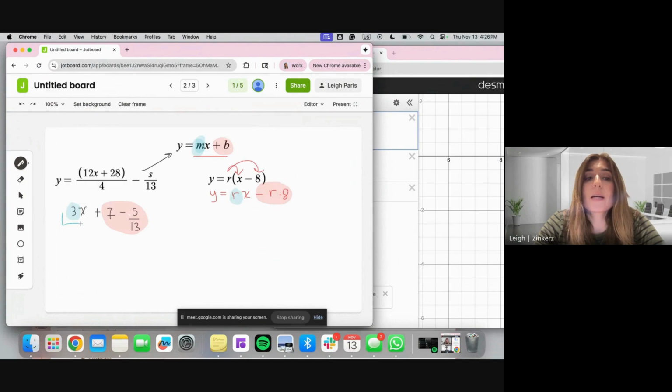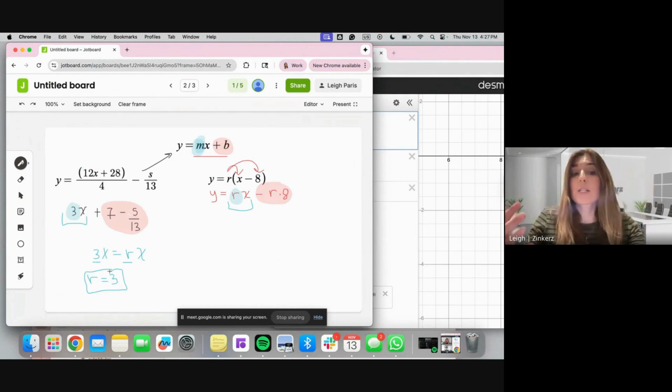Notice 3x is in the same location as r times x. So that means that 3x has to be equal to r times x, if it truly is that there are infinitely many solutions that make this statement true. If that's the case, then r has to be equal to 3. Nice work. The question is asking us what is s. So we're going to have to take this value of r and use it to help us continue to solve.